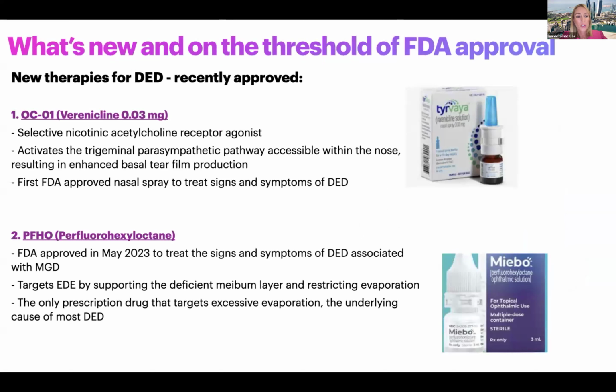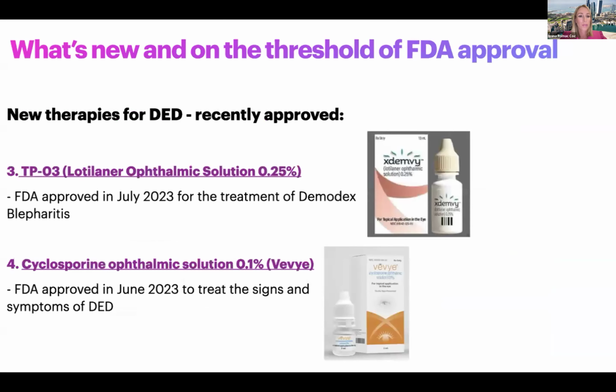We have varenicline, which is a selective nicotinic acetylcholine receptor agonist. It works by activating the trigeminal parasympathetic pathway in the nose, and this is then increasing basal tear film production. And this is the first FDA-approved nasal spray to treat signs and symptoms of dry eyes. Then we have perfluorohexyloctane, which was FDA approved in May 2023. It's mainly recommended for treatment of dry eyes associated with meibomian gland dysfunction. And this is actually the only medication that targets excessive evaporation, which is the underlying cause of meibomian gland dysfunction.